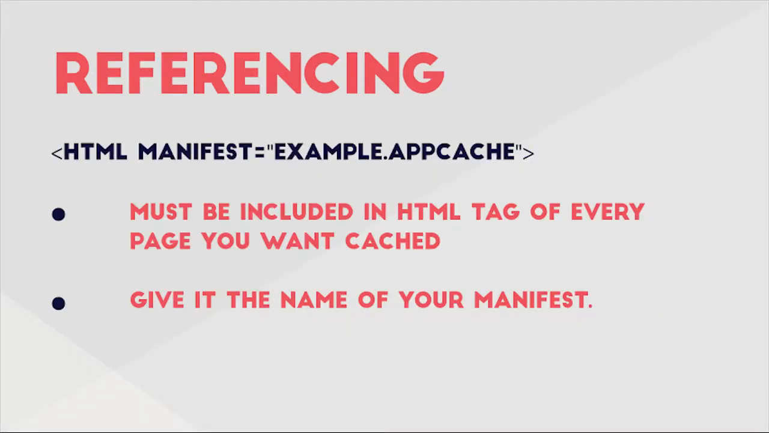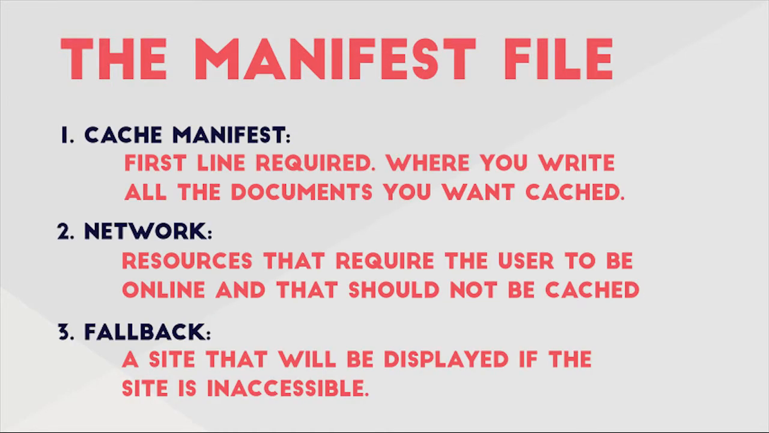In order to start caching documents in the browser, you must first add the manifest reference to the HTML tag of each document you want cached. So if your application has multiple pages, you must add this to every HTML file. The manifest file contains three parts: cache, network, and fallback. Cache is where you write all the files and images you want cached in the browser.